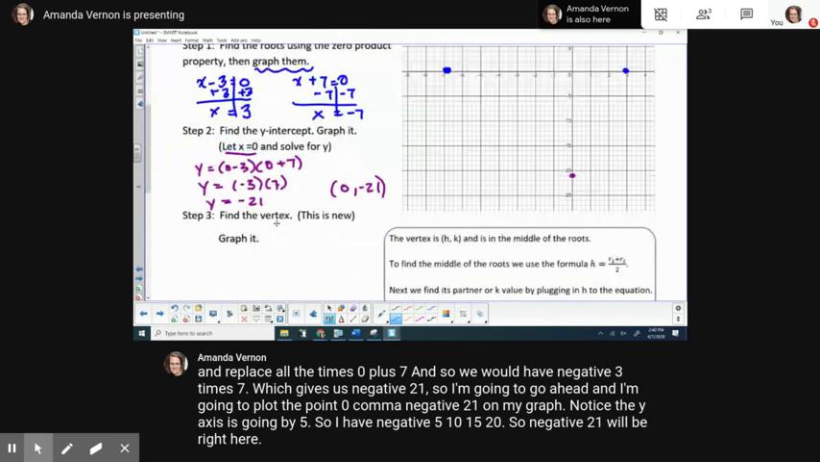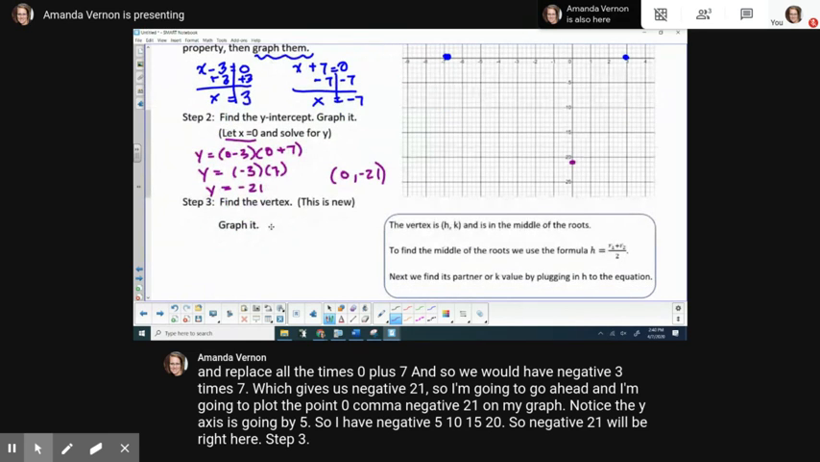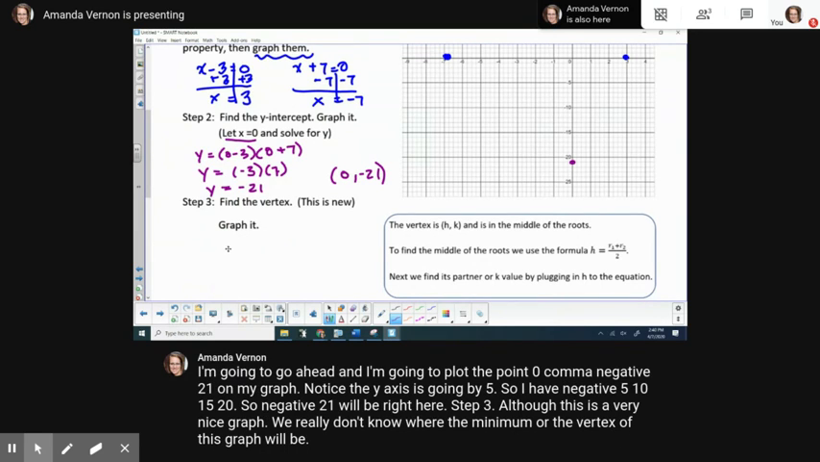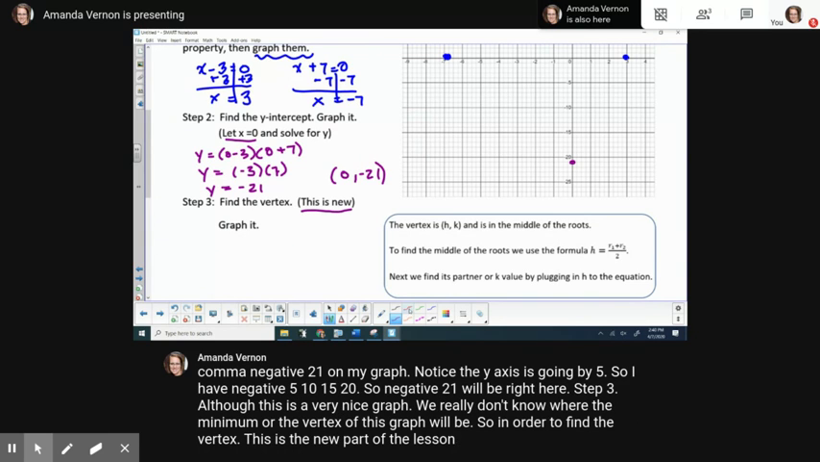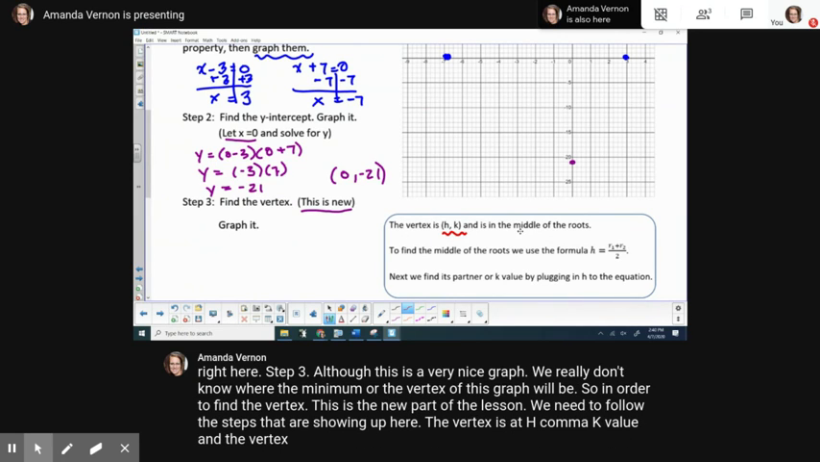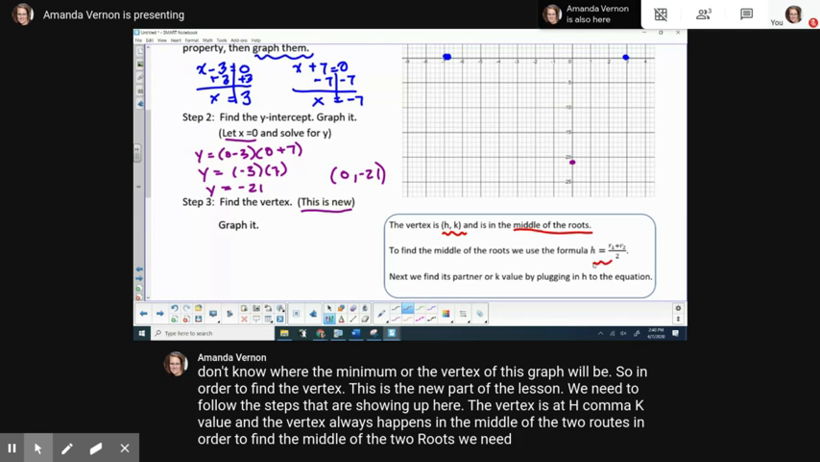Step 3, although this is a very nice graph, we really don't know where the minimum or the vertex of this graph will be. So in order to find the vertex, this is the new part of the lesson, we need to follow the steps that are showing up here. The vertex is an h, k value. And the vertex always happens in the middle of the two roots. In order to find the middle of the two roots, we need to average them.